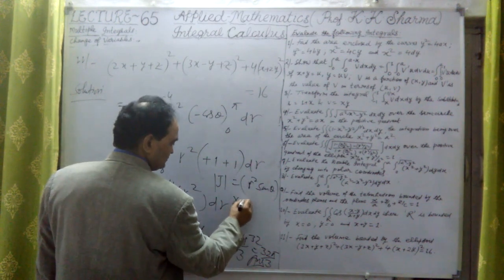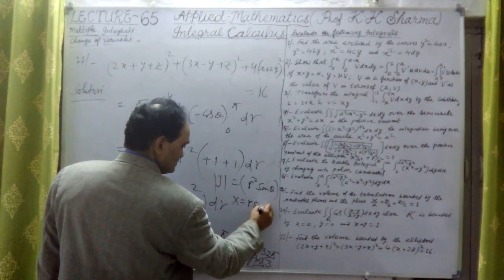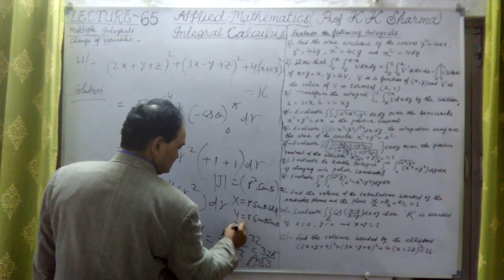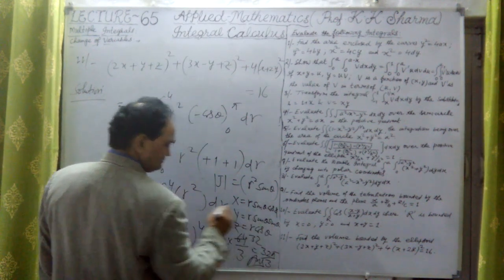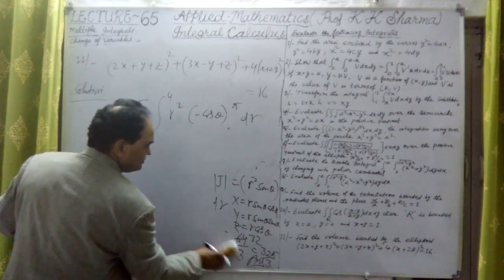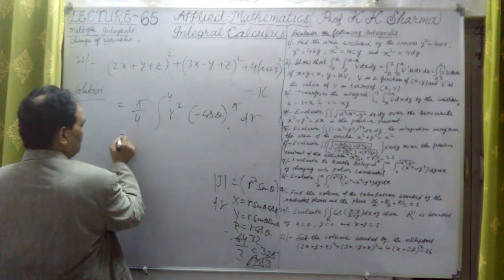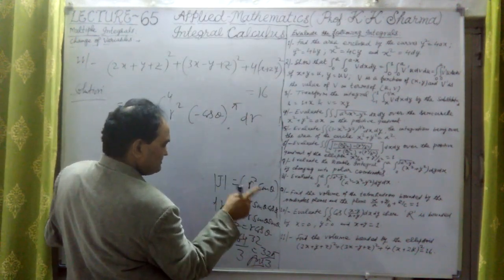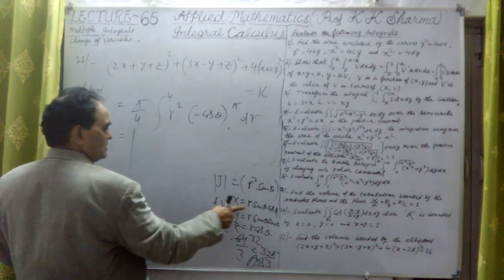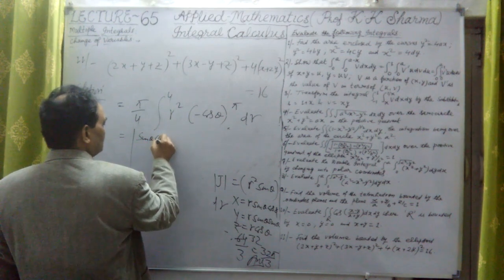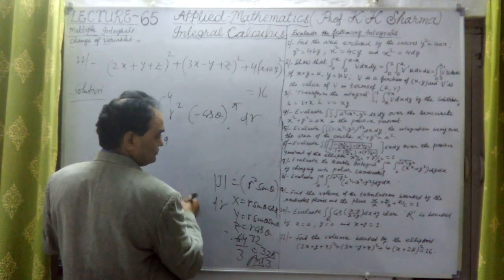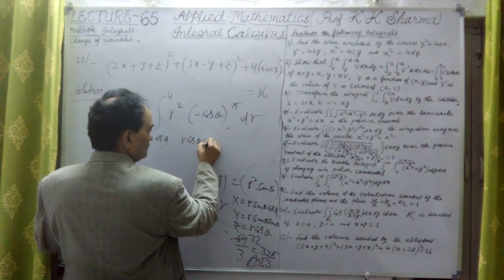Then we can do this. So here we put x equal to r sin theta cos phi, y equal to r sin theta sin phi, and z equal to r cos theta. So let's calculate the Jacobian of this. First we have to differentiate with respect to r, theta and phi. With respect to r, it will be sin theta cos phi. With respect to theta, the differentiation is cos theta, so it will be r cos theta cos phi.